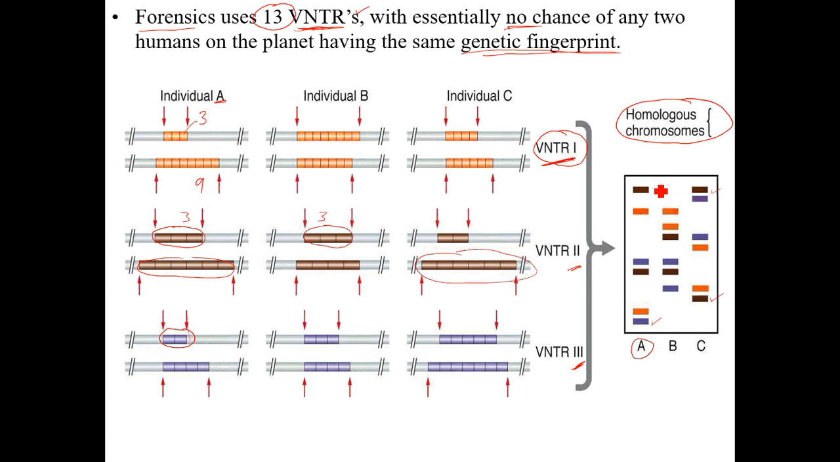So again, we can't just take a look at one of these because these two individuals have the same. But when we take a look at multiple different VNTRs, you can see the banding pattern, and that's what we're really taking a look at here. It's like a barcode. We can see that for individuals A, B, and C, even just taking a look at 3 different VNTRs, they don't have the same barcode. They don't have the same DNA fingerprint.